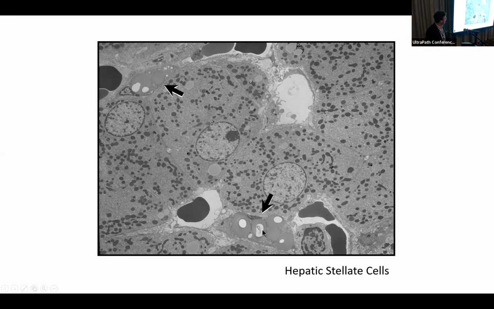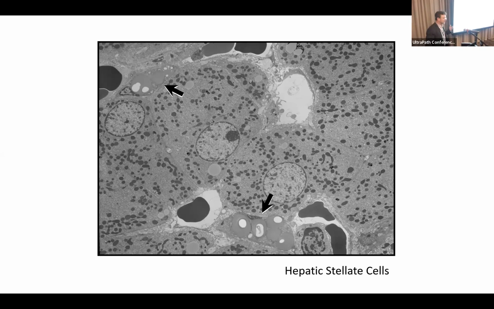They seem to be right in the sinusoid, but if you get them in the right orientation, you can tell that they are underneath that endothelium. And these are important because when we see them storing fat like this, and it's often that, you can see some lipid in liver. It's not uncommon to find lipid in the Ito cells.